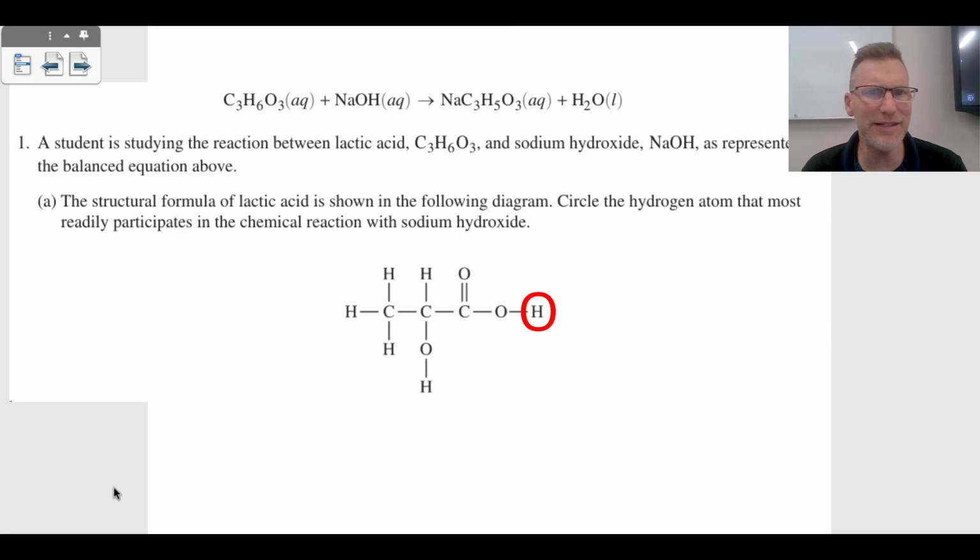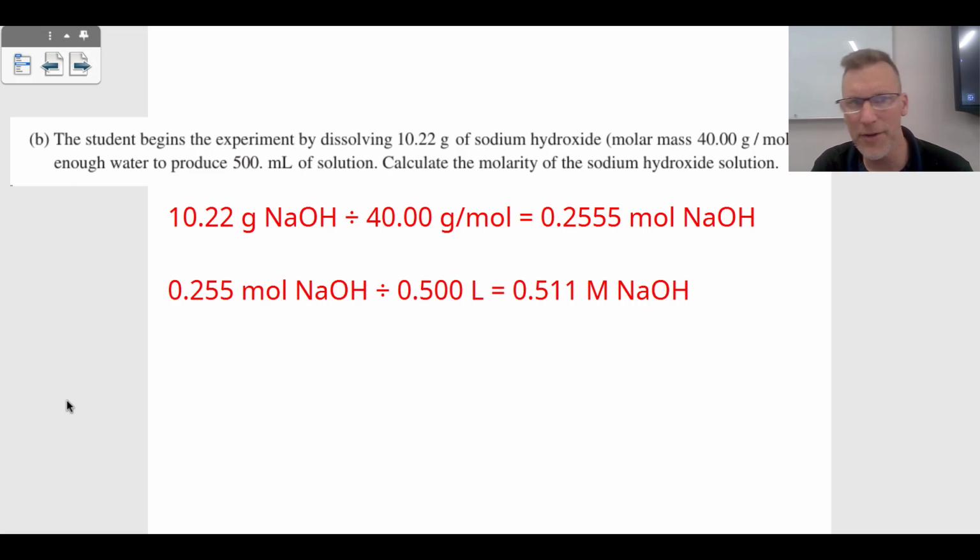This is an acid-base reaction between lactic acid, C3H6O3, and a strong base, sodium hydroxide. According to the balanced reaction above, it's not the net ionic, but it is the balanced reaction. The first thing they wanted us to do is circle the hydrogen atom that most readily participates in the chemical reaction. Since it's a Bronsted acid, it's going to donate the H+, which means the H+ right on the end is going to get donated to become a conjugate base.